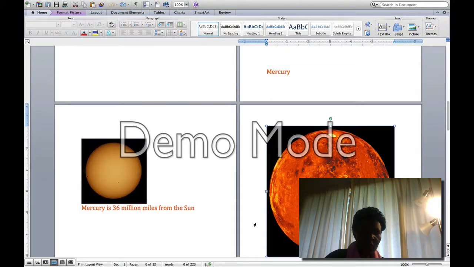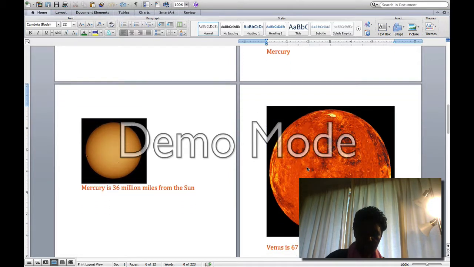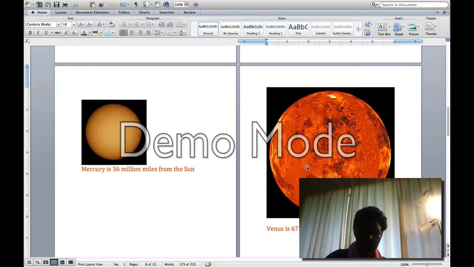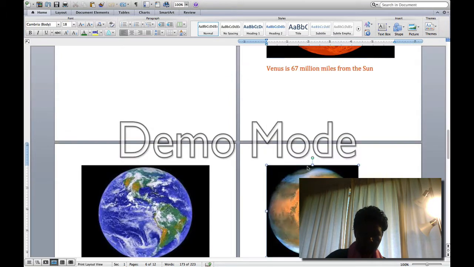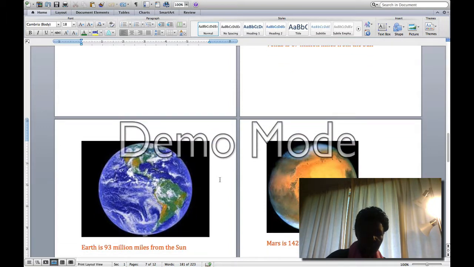So first of all, we will look at Mercury. This is planet Mercury. It is 36 million miles from the sun, followed by Venus. Venus is next to Mercury, and it's 67 million miles from the sun. The next planet is Earth, our planet. Earth is the planet where you live, and it is 93 million miles from the sun.